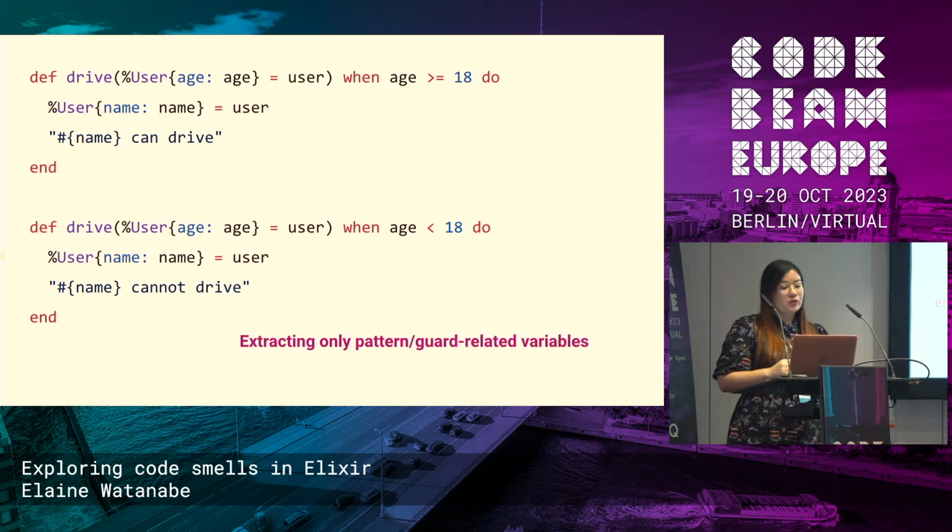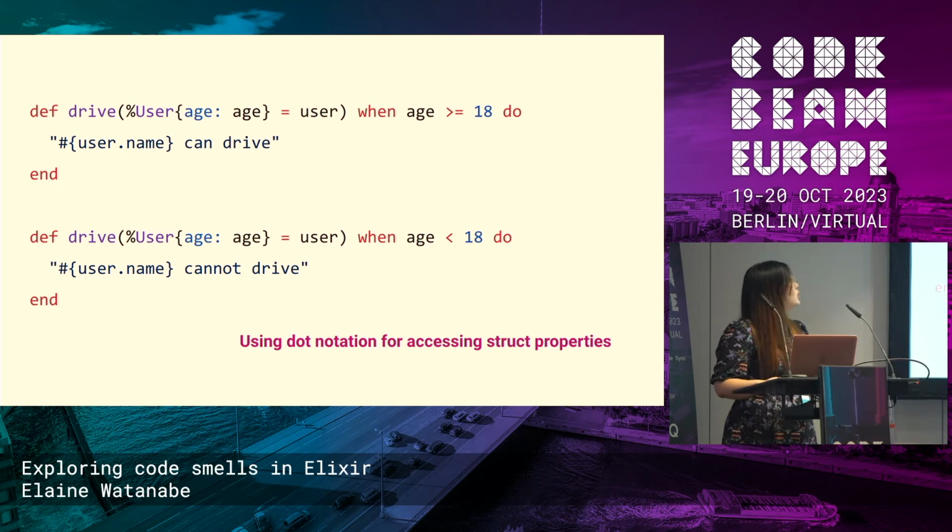The suggestion to fix it is avoiding that extraction of the values, using only the pattern matching and guard related variables to build those functions, and doing the extraction of values inside the function body, or, as it is a structure, using the dot notation.